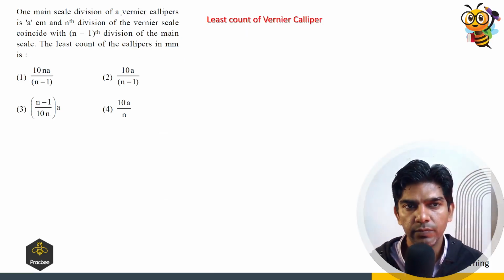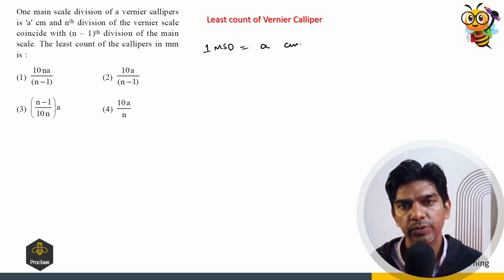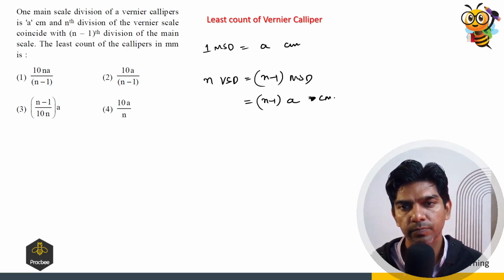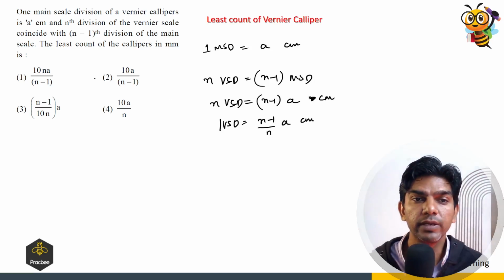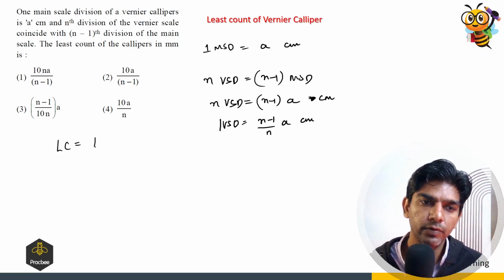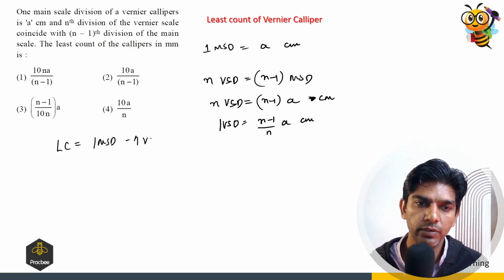So one main scale division of a Vernier caliper is a, that is a centimeter, and n divisions of the Vernier caliper coincide with n minus 1th division of the main scale. So n Vernier scale divisions is equal to n minus 1 main scale divisions, or I can write this as n minus 1 times a in centimeters. So one Vernier scale division can be written as n minus 1 by n times a centimeter. So we got one Vernier scale division and we have to find the least count.